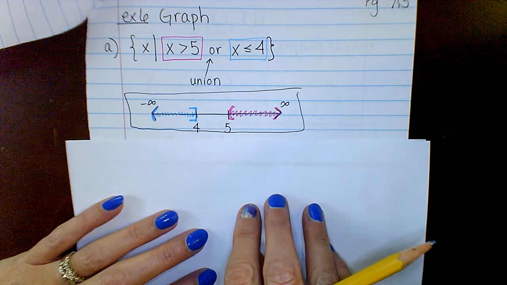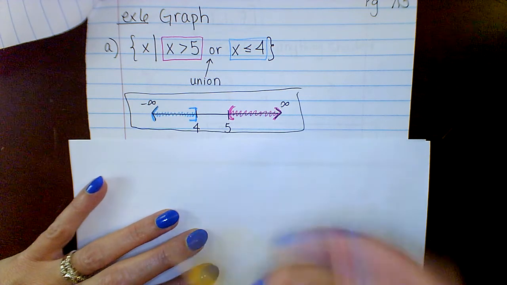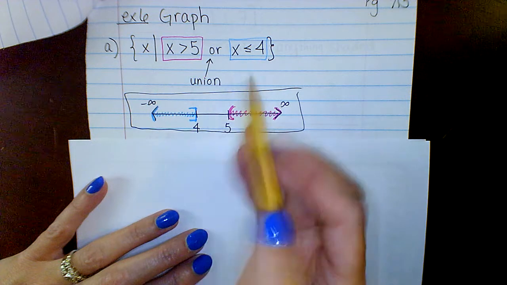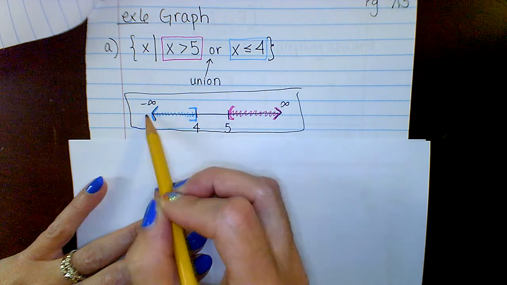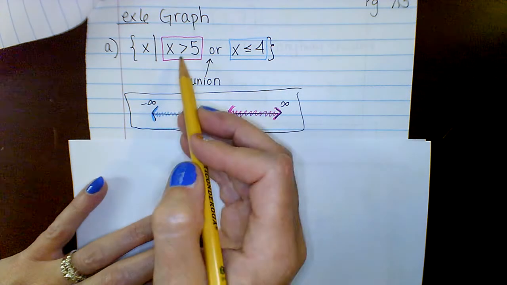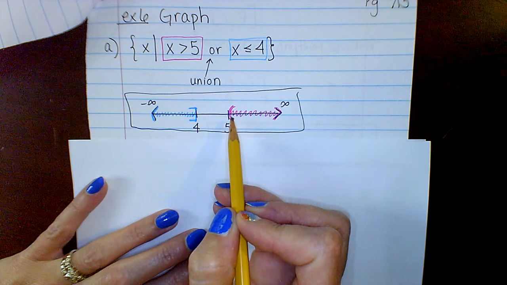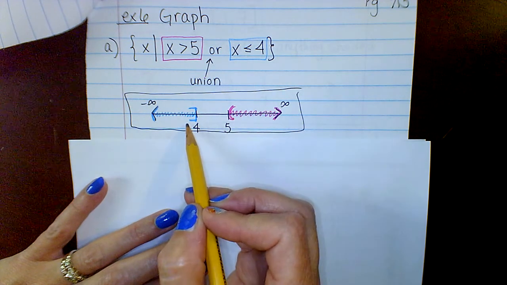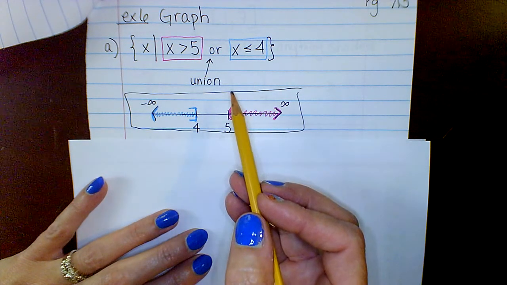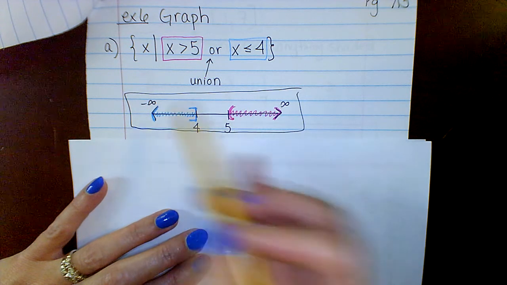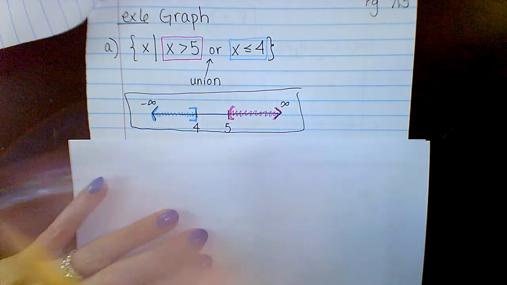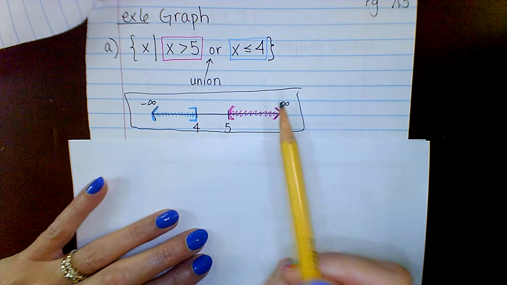So you know the drill, right? That's everything from 5 on. This one's less than or equal to 4, so we get a bracket, and then everything below 4. See, 5 is a strict inequality, so it has a parenthesis. Or equal to gets a bracket. The union is anything that is in one or the other or both. Now these, just like the last example, there's no intersection, right? It's empty. No overlap.